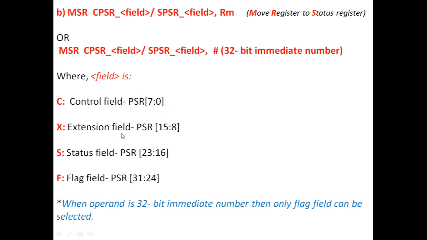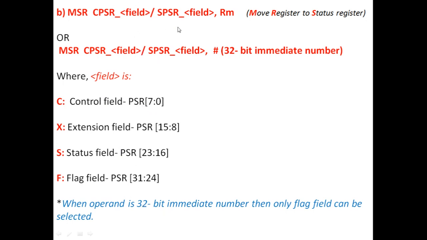It is not currently used in the ARM processors. Next 8 bits, 16 to 23, are called the status field. This is also not used in the current processors. And the last field is bits 24 to 31, the uppermost 8 bits. It is called the flag field, because these bits mainly contain the flags. Okay, so that is how the status registers are divided into four fields.